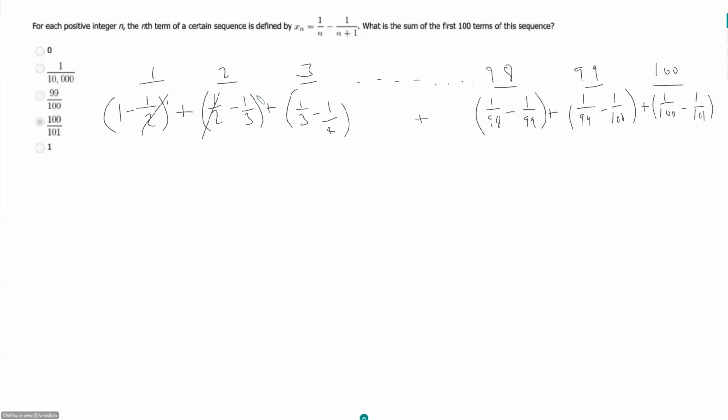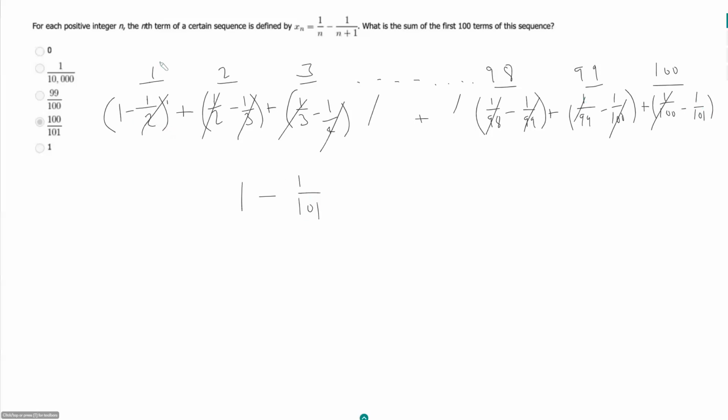So this guy cancels out, this cancels out, this will cancel with whatever is here, this will cancel with whatever is here, these guys cancel out, this guy cancels out, and then this guy has nothing to cancel it out. So we are literally left with 1 minus 1 over 100 and 1.